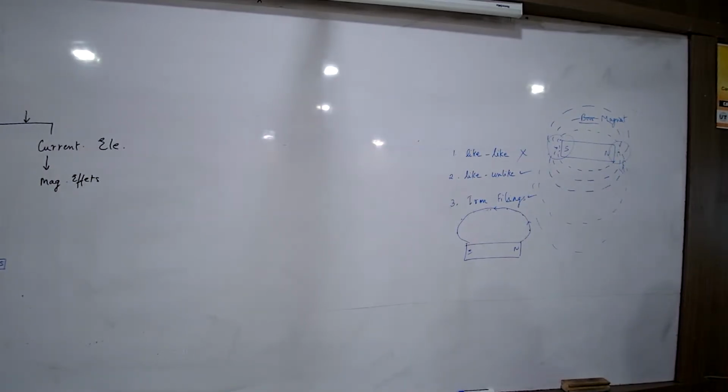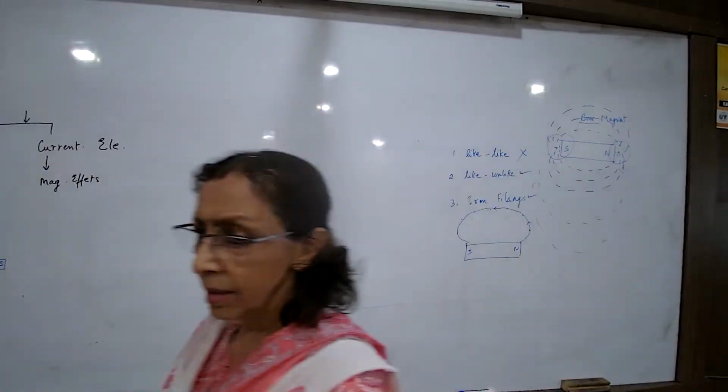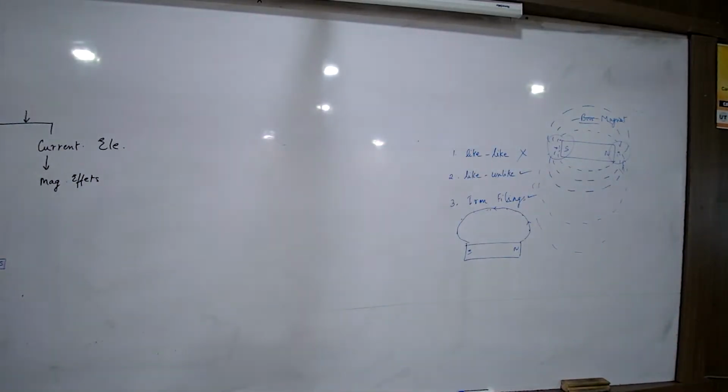What will you label? The bar. Bar magnet is one, magnetic field lines is another. Bar magnet and magnetic field lines.